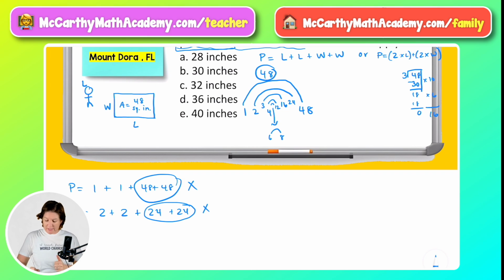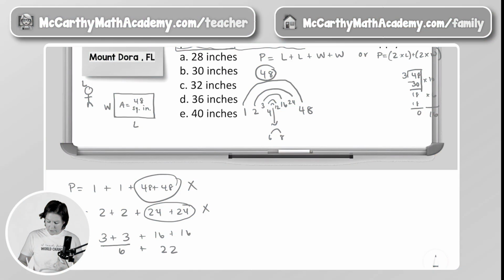How about 3 and 16? So 2 sides with 3 inches plus 2 sides with 16 inches. So 3 and 3 would give us 6. 16 plus 16, well, 10 and 10 is 20. 6 and 6 is 12. 10 plus 12 is 22. Hold up, let's freeze right there.